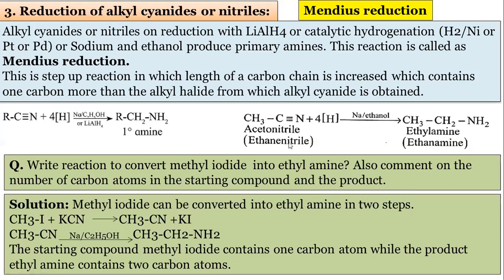CH3CN is acetonitrile. It is also called methyl cyanide, and it is also called ethane nitrile. Three different names are there. It is called ethane nitrile because two carbons are there. On reduction it gives ethylamine. Two hydrogens are added here, another two hydrogens are added here, and we get the amine.